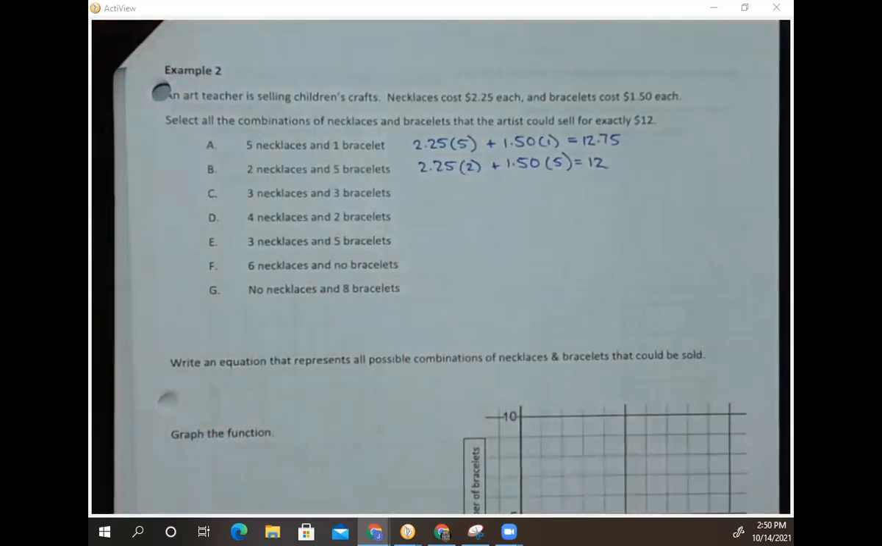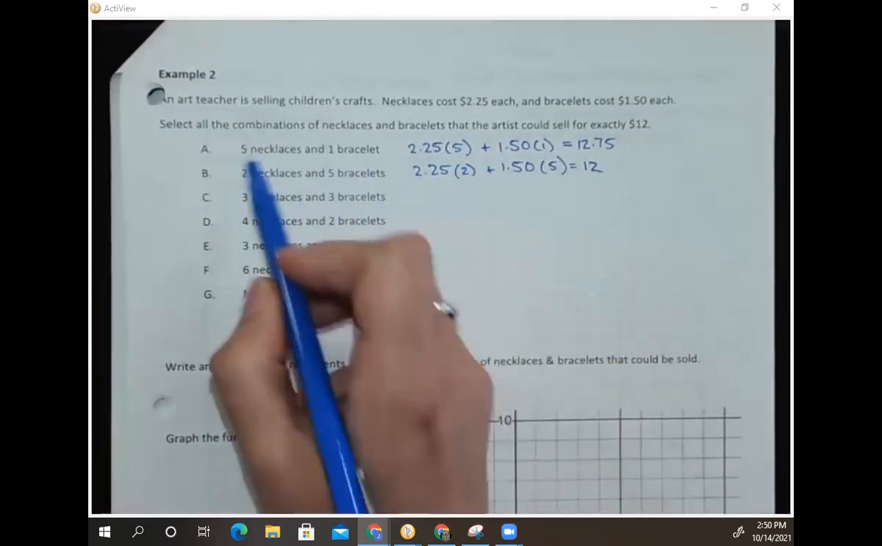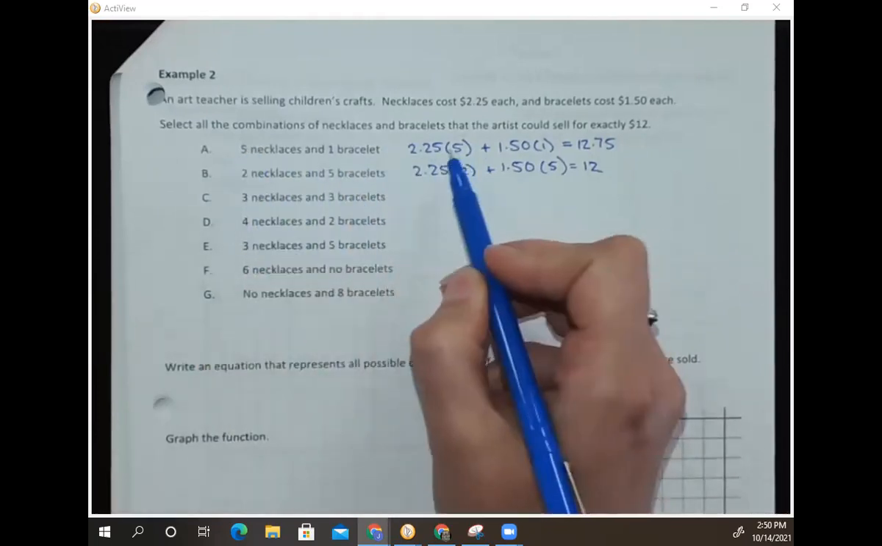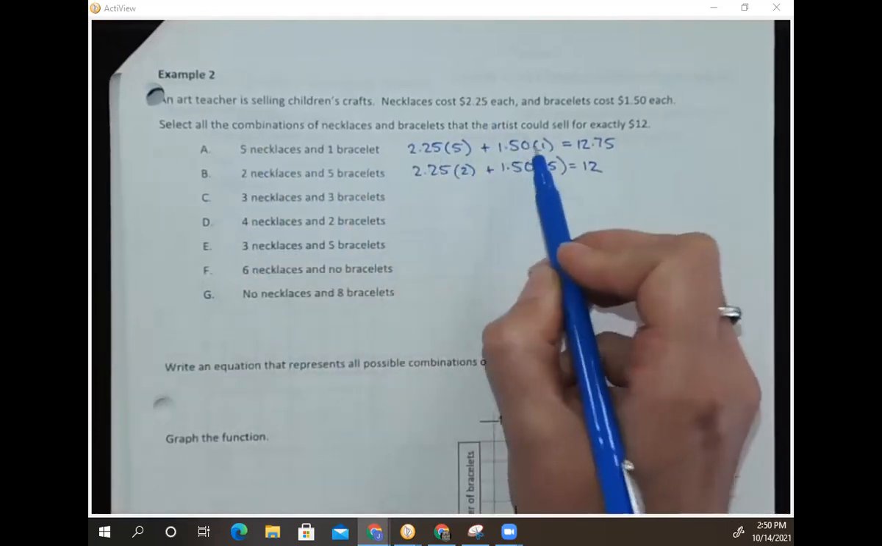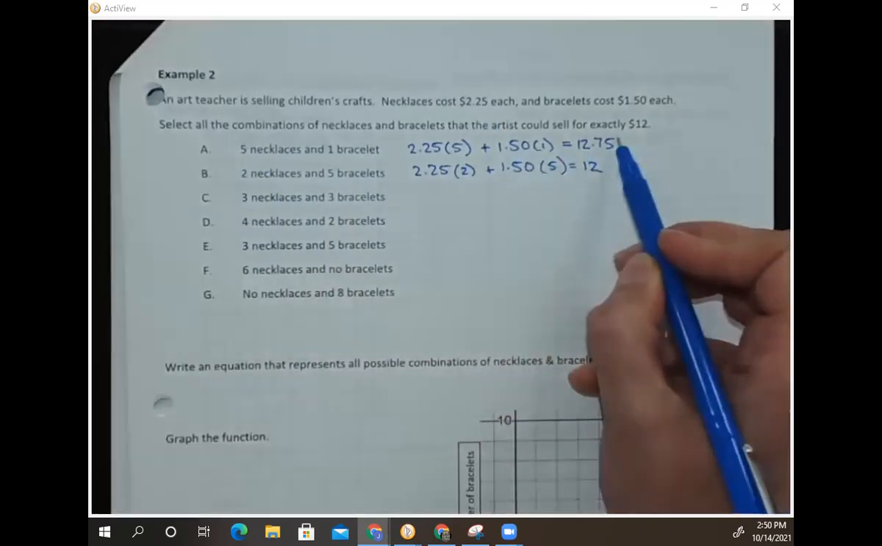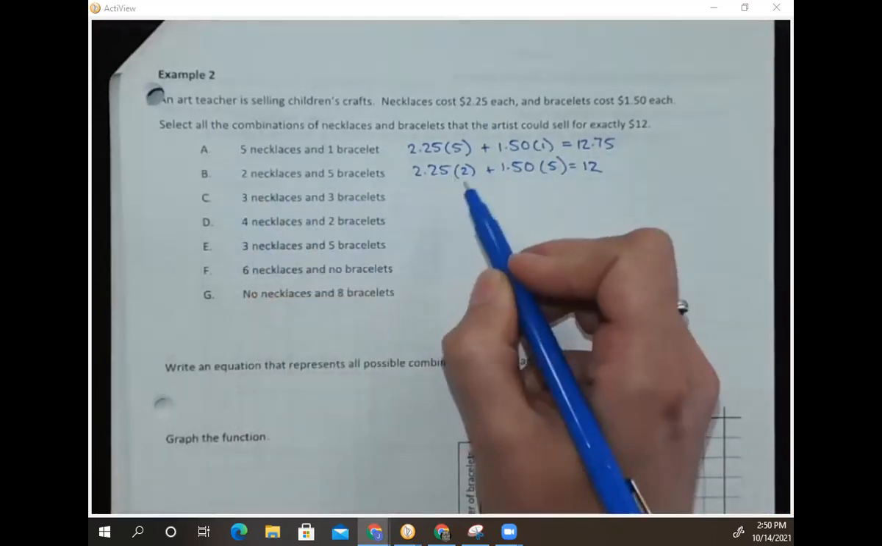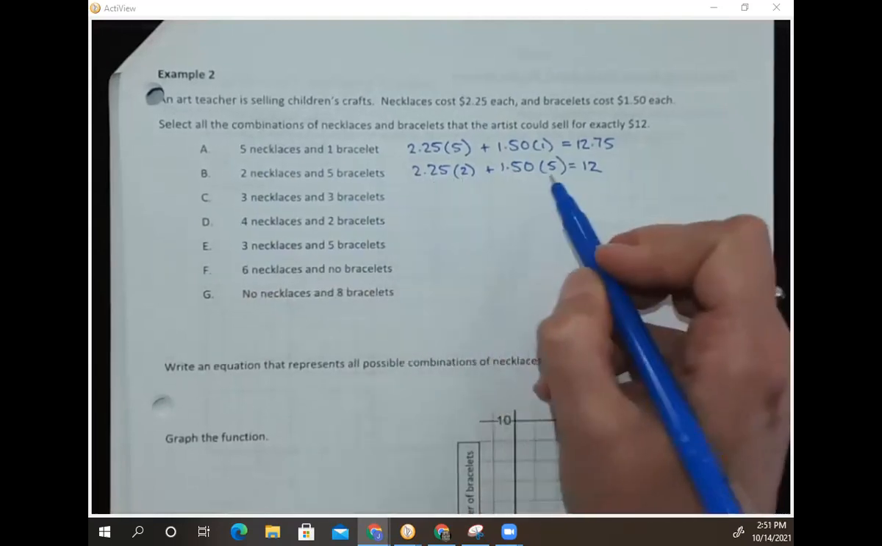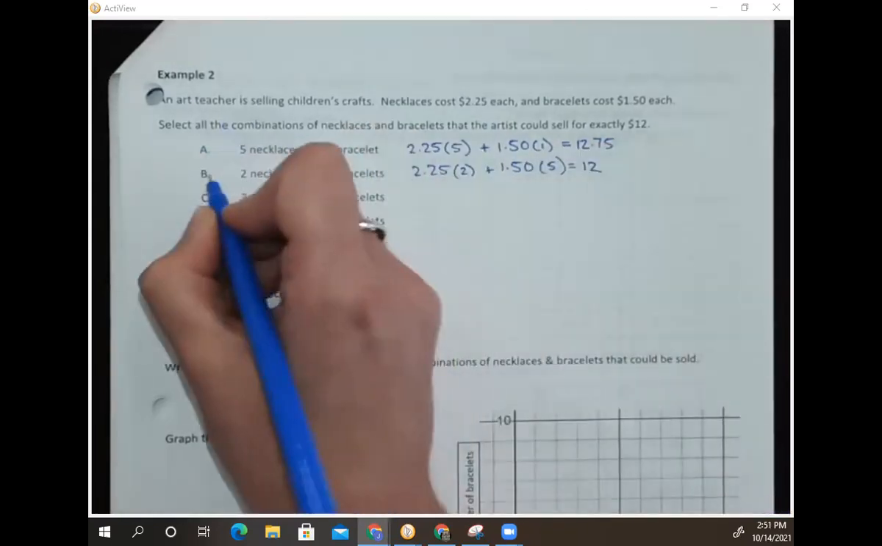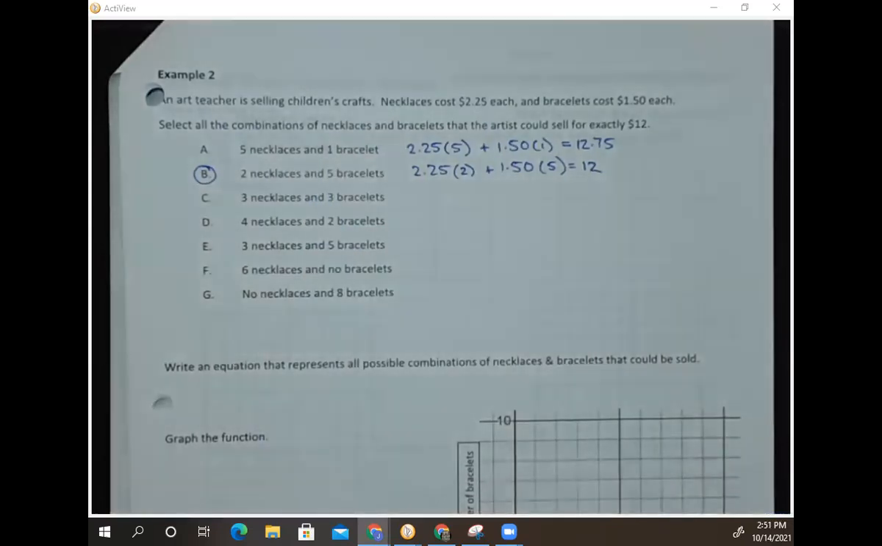So what I saw as I walked around were people typing in their calculators, or some of you even actually wrote this out on your papers, something like this. So what you were doing was, I know I bought 5 necklaces for $2.25, plus I bought 1 bracelet for $1.50. That was $12.75. That's not it. For the next one, 2 times 2.25 plus 5 times 1.50, that gave me 12. So B is an option.